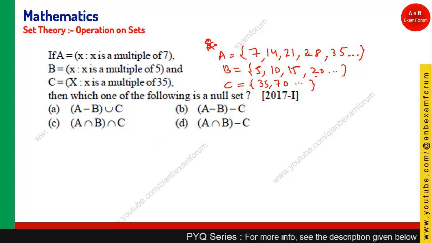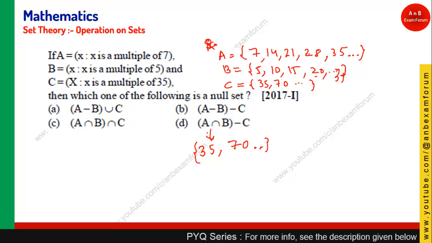A intersection B, so what are the common elements between A and B? If you find A intersection B, the common element between A and B is 35. 35 will be the common. If you go on increasing, 5 times 7 is 35, so 35 will be common. Then multiples of 5 like 10, so these elements will be the common elements between A and B.